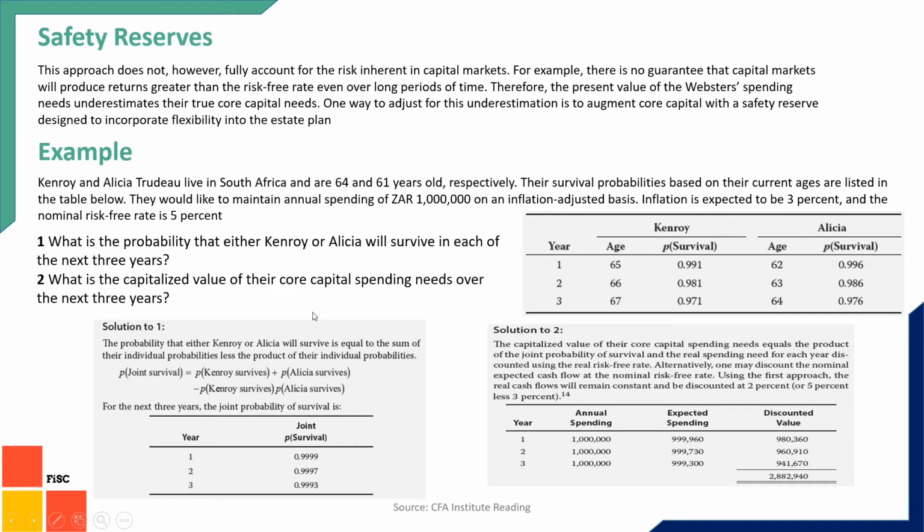Now we have to find the core capital. So core capital will be annual spending which is inflation adjusted, so 1 million for each year. Multiplying it with the probability of survival will give us expected spending, and then discounting it with the discount rate will give us the discounted value, which will be 2,882,000. This is the example which you can see in the CFA curriculum as well.